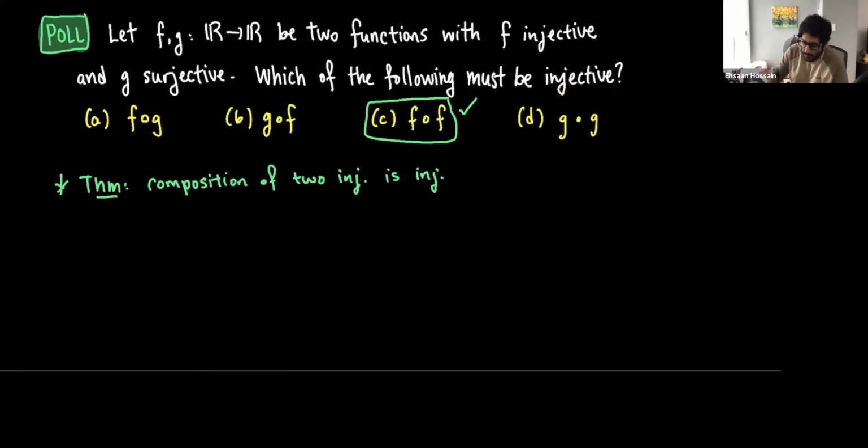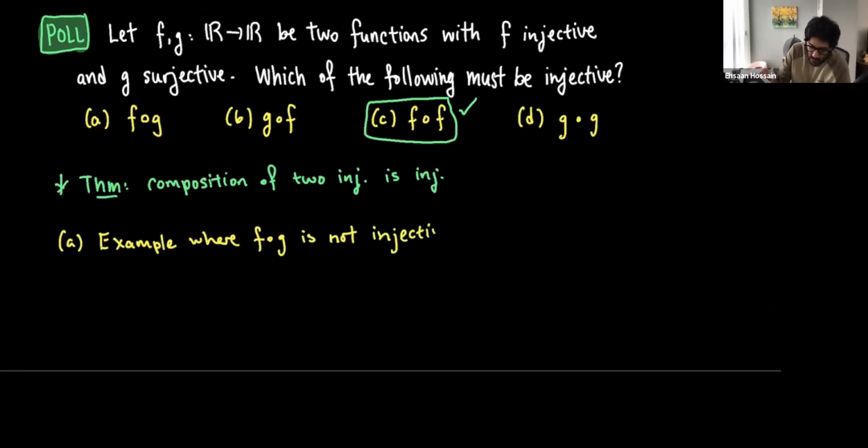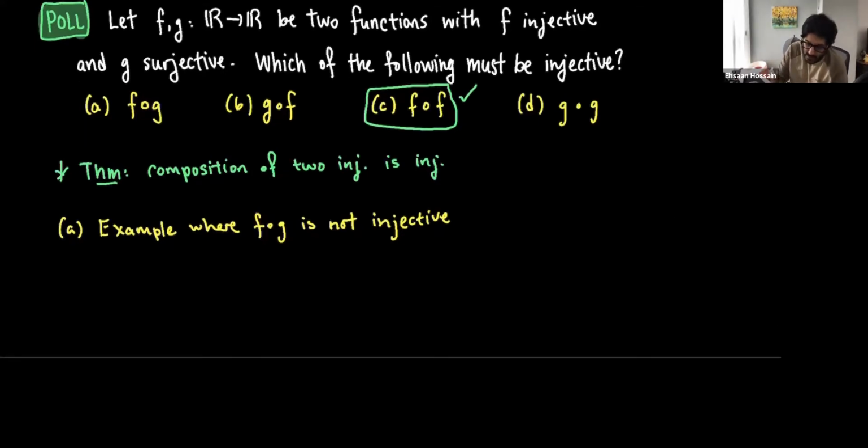So can we find an example where f∘g is not injective? Where f is injective, g is surjective, but f∘g is not injective. Can anyone give me an example? I need to think about this a little bit when I do a problem like this. So let's think like this. f∘g means g first, then f, right?